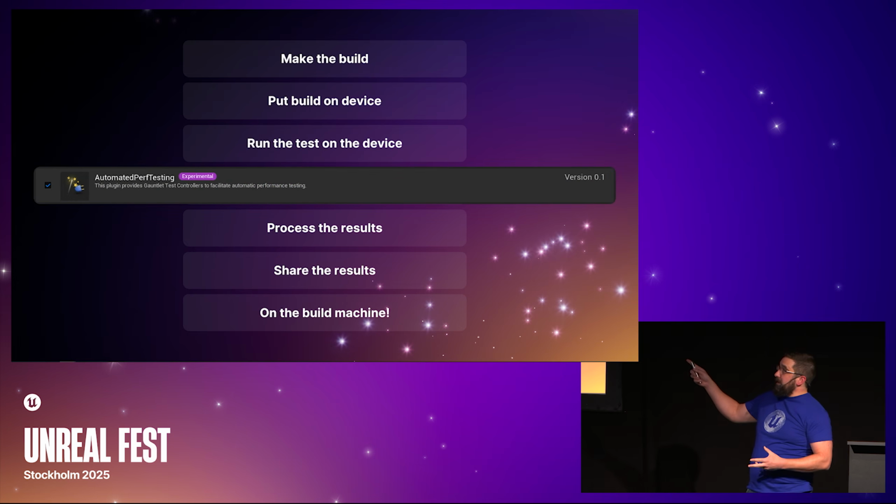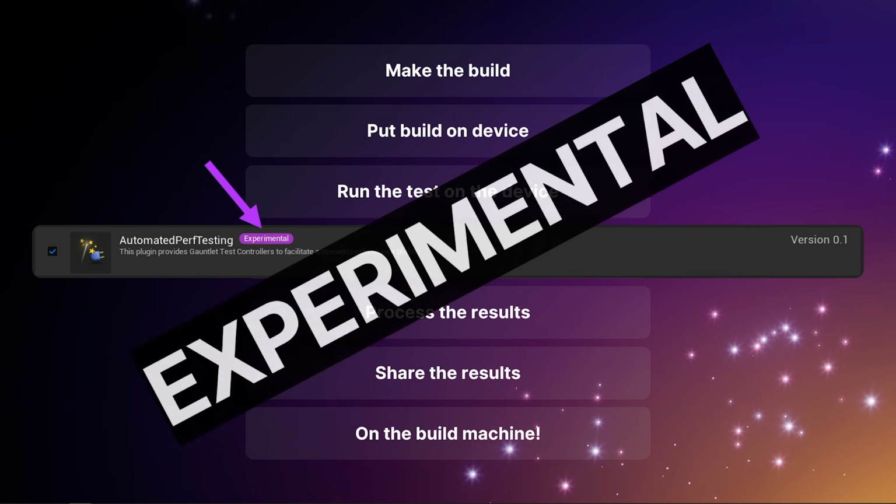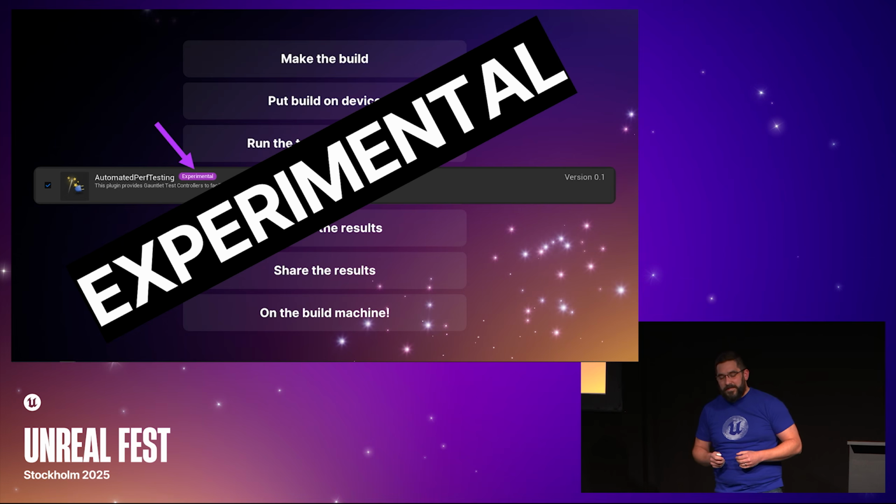So we have this plugin. It is first usably experimental in 5.6, and we've added a few things in 5.7, which I'm really excited about. And you see that little thing right there? Experimental. I really want to emphasize this. The systems that this is built on, CSV profiler, build graph, gauntlet test controllers, all of those things are totally fine, but we're still trying to figure out how we need to develop this framework and fill in a couple of different pieces along the way. So I think you can start using it now.